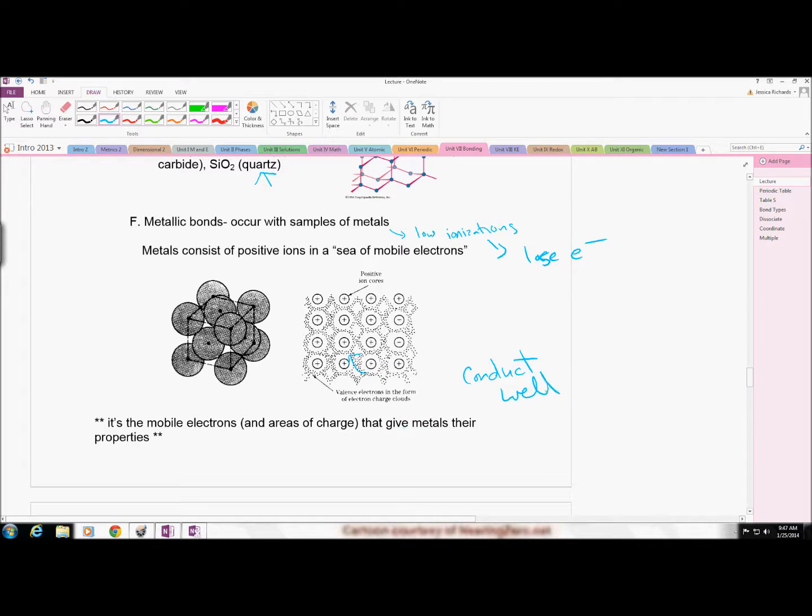The mobile electrons are what are allowing the metals to conduct electricity so well. We have areas of charge. So the electrons and the positive nuclei push and pull the electrons through. They also help to push and pull heat through these moving electrons. Next lecture will be about intermolecular forces.